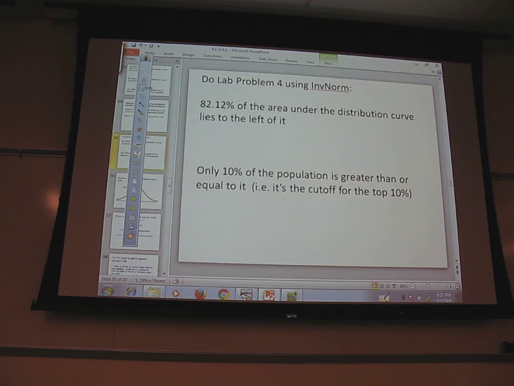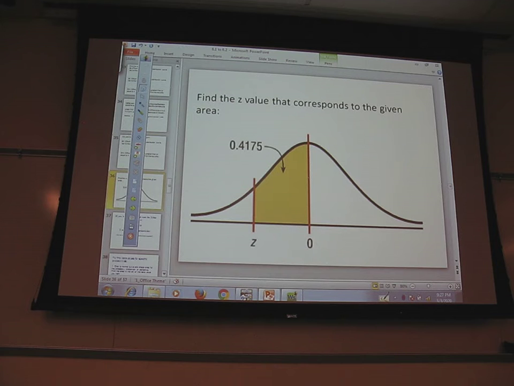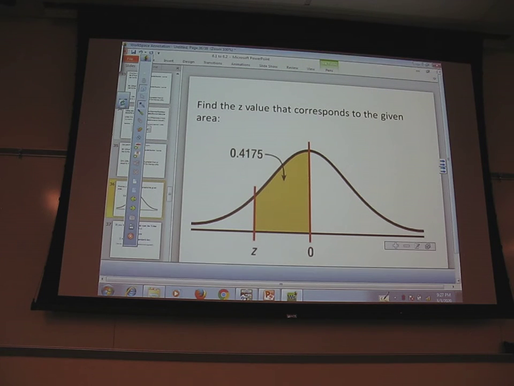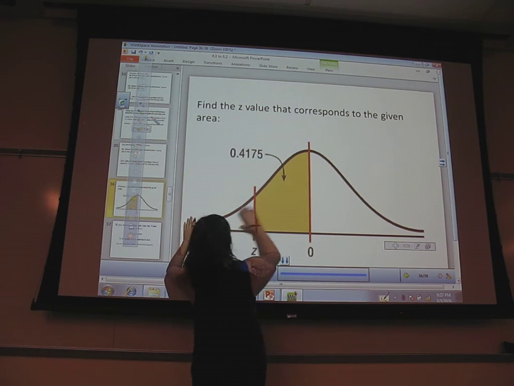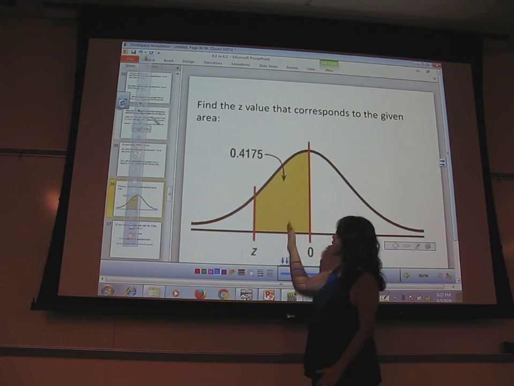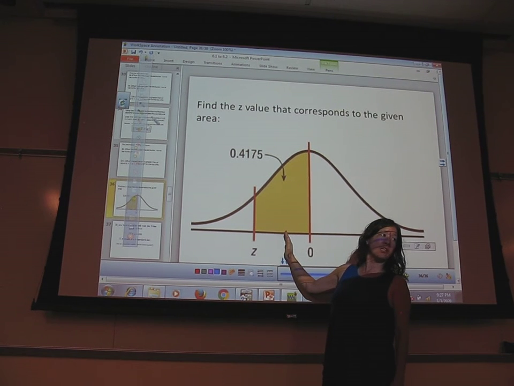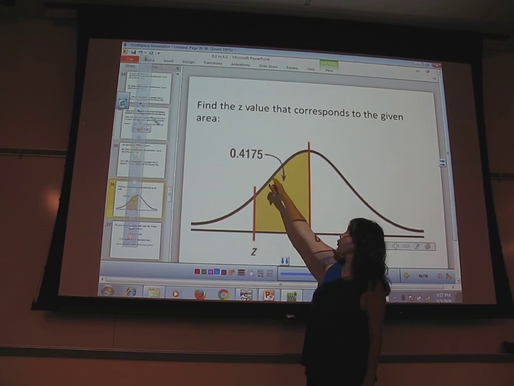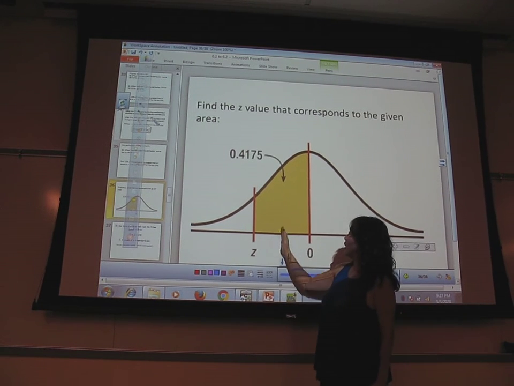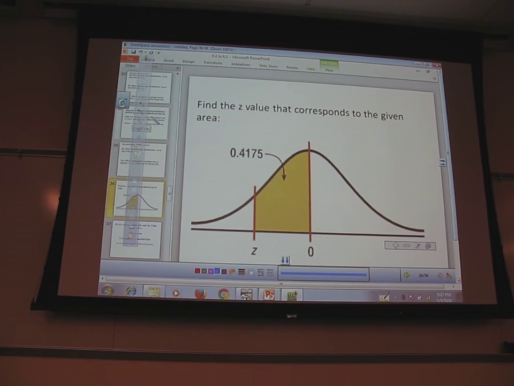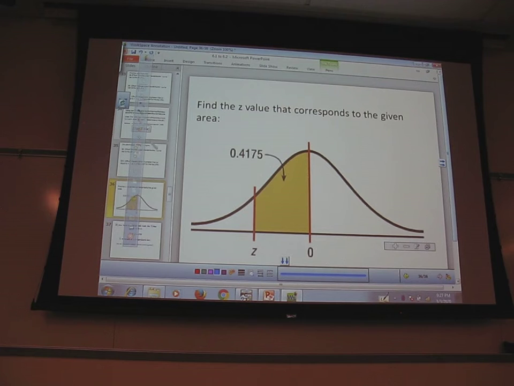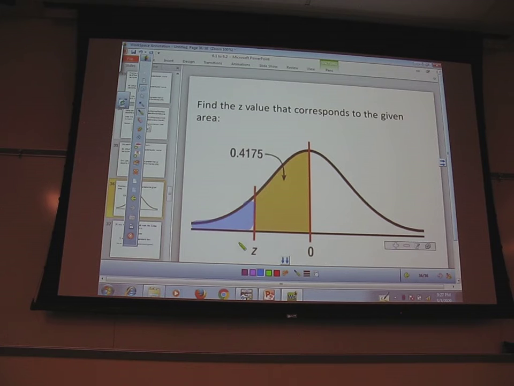Okay, now we have this weird, annoying one, right? That gets a little confusing. If I do inverse norm of 0.4175, then that means the area here is 0.4175, which means it's going to be like from here to maybe right there. And it's going to give me this z-score. If I do inverse norm of 0.4175, this area here, it'll give me that z-score. So I don't want to do that. But what I do want is this little tiny area here. If I can find this area, then I can do inverse norm of that and I'd be in good shape.